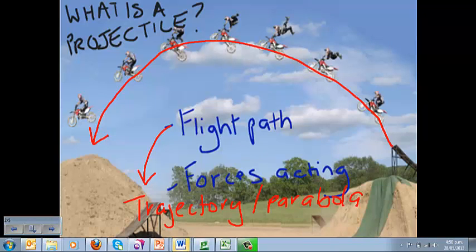Obviously, there will be some forces acting upon our biker as he travels through the air, and we talked a little bit about this in Newton's laws. The forces acting on the biker are gravity, pulling the biker down towards Earth, and also air resistance, which is slowing our biker up.